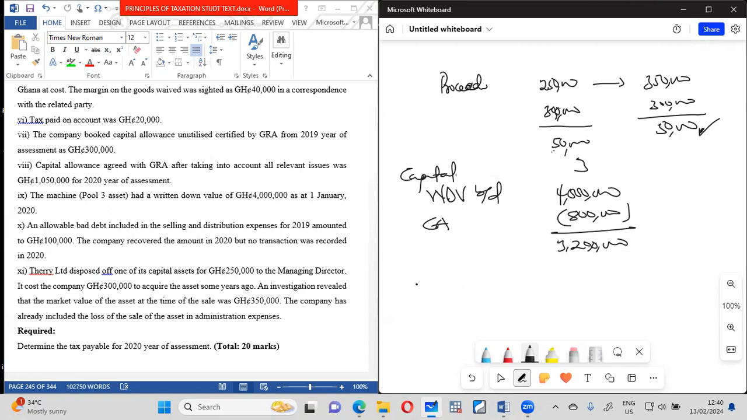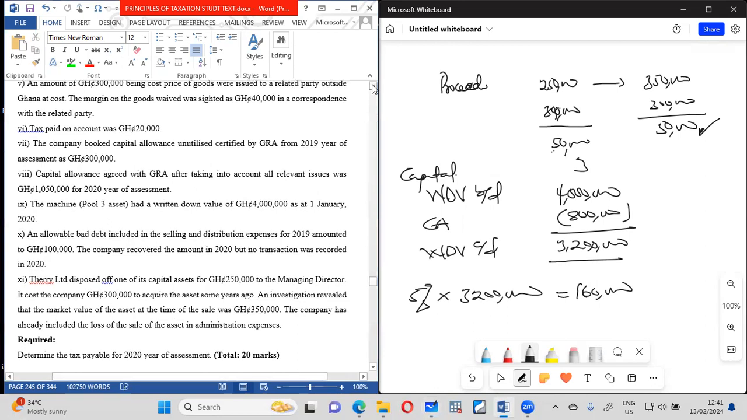So now this is the WDV carried down. We said that the repairs and maintenance should not exceed 5% of the WDV. What is the 5% on this WDV? So 5% of WDV is actually 160. So the expenses, how much did they deduct? Repairs and maintenance.